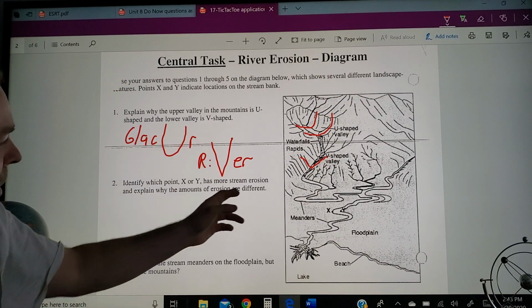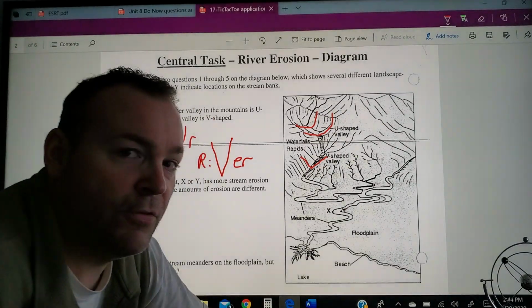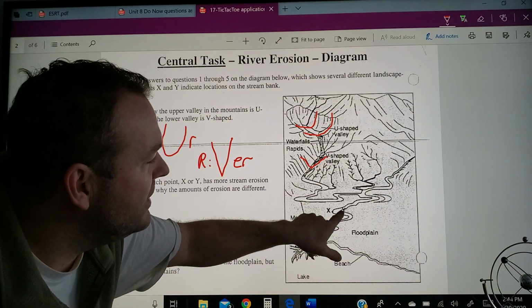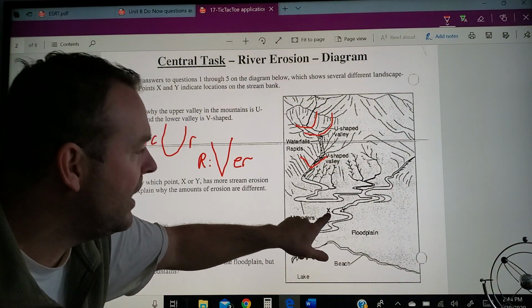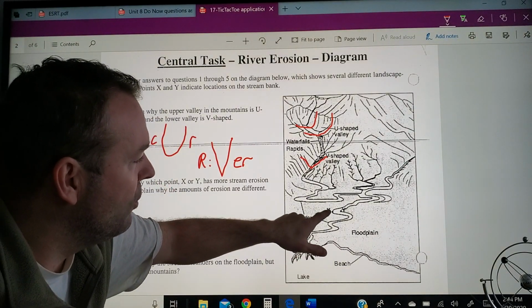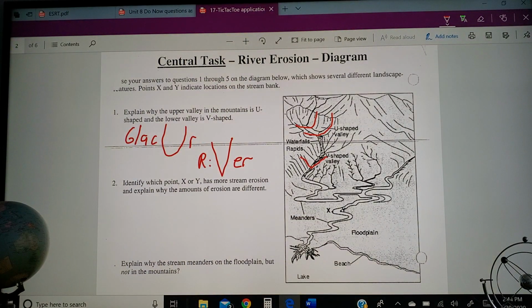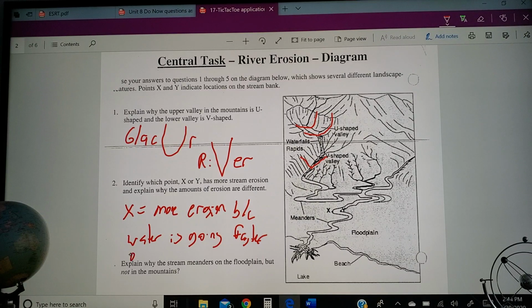Identify which point X or Y has more stream erosion and explain why they're different. Well, if you remember, the curves in a river are called meanders. And if you're on the inside, the water goes slower. And if you're on the outside, it goes faster. So, faster water means more erosion. So at X, you'll get more erosion. And where it's going slower, you'll get more deposition. Right? So X equals more erosion because the water is going faster on the outside curve.